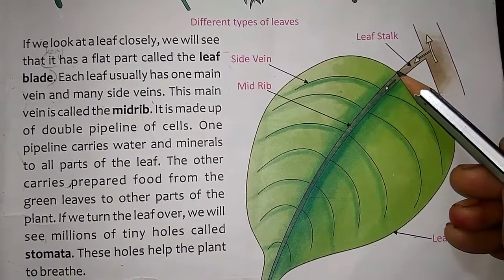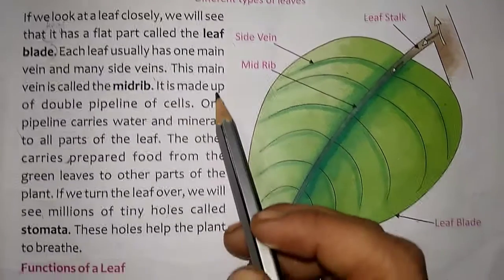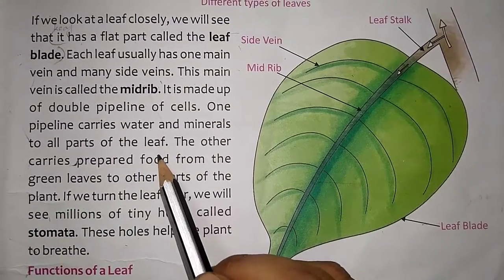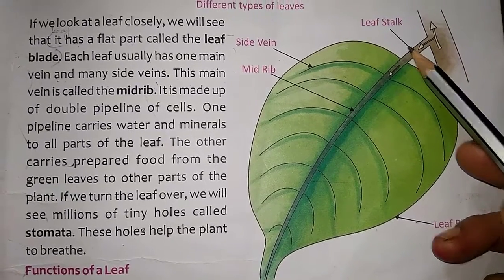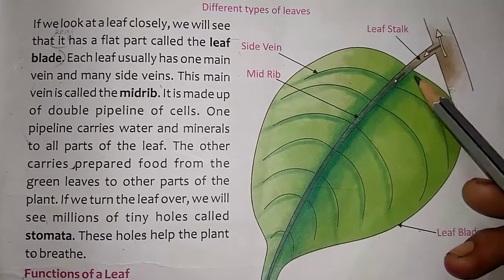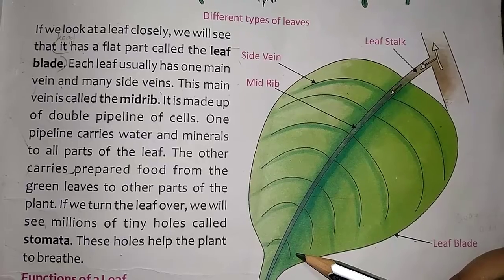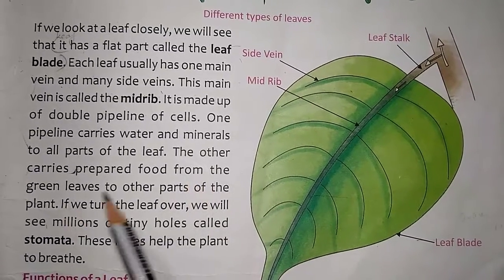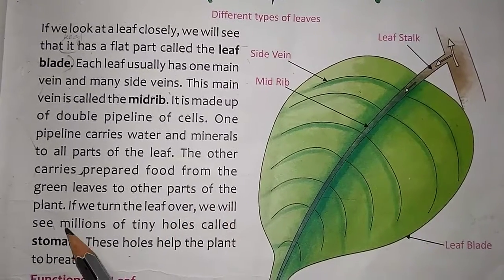You can see here clearly. On one side this is there, on one side one more pipeline is there. One pipeline carries water and minerals to all parts of the leaf, and the other carries prepared food from the green leaves to all the other parts of the plant.